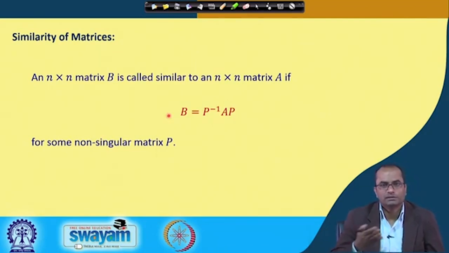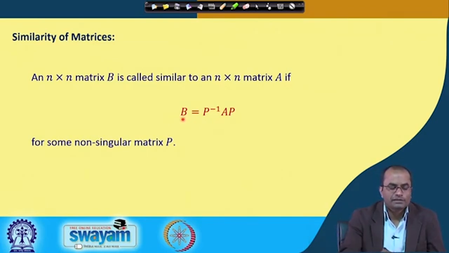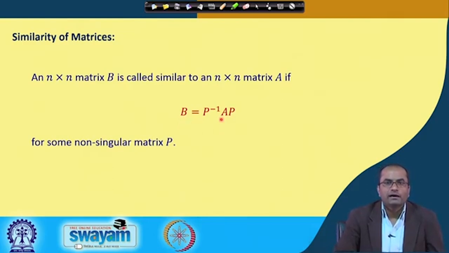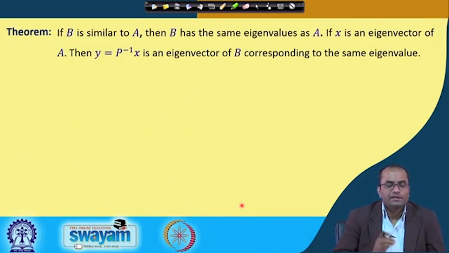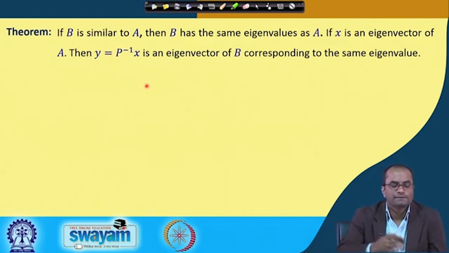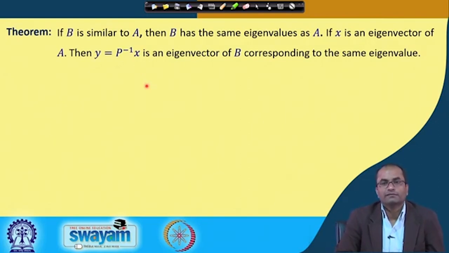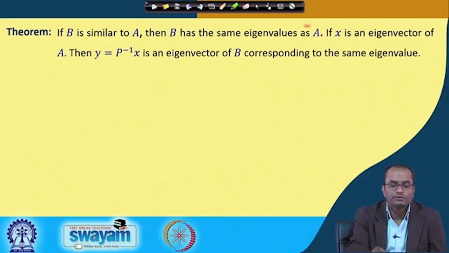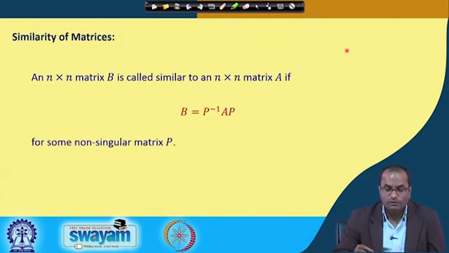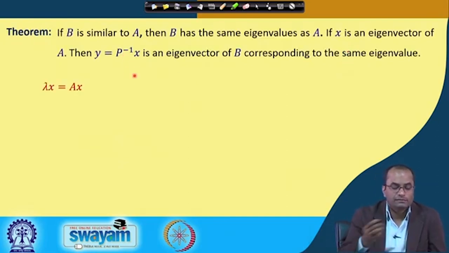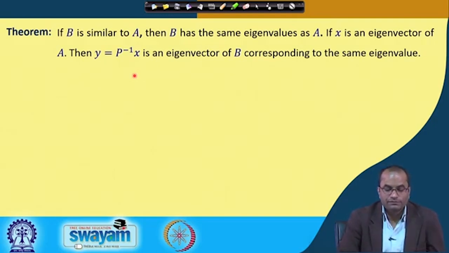Why do we use the word similar? Some of the properties we will check today itself, that B and A share very many common properties in terms of eigenvalues, eigenvectors, and there are other considerations as well, which we will continue in the next lecture. So, today we will see that if B is similar to A, then B has the same eigenvalues as A, and if x is an eigenvector of A, then y equal to P inverse x is the eigenvector of B corresponding to the same eigenvalue. So, if we know the eigenvalues and eigenvectors of one, we can get the eigenvalues and eigenvectors of the other. In fact, they have the same eigenvalues, and the eigenvector will be just P inverse x, where P we have introduced already in the similarity definition.